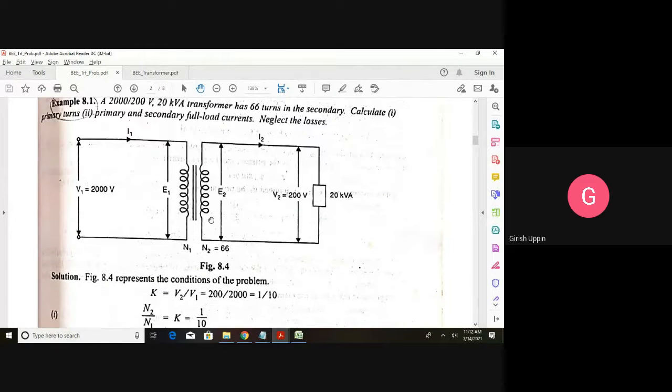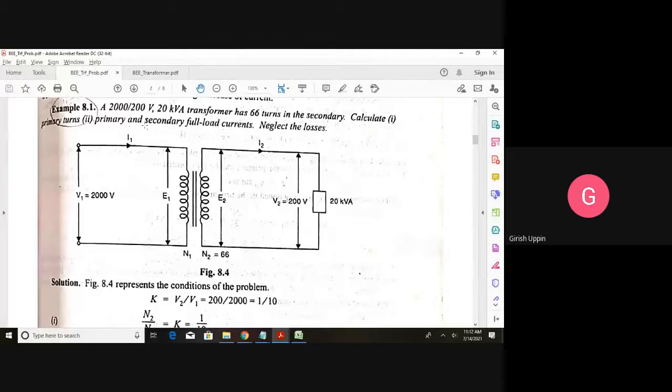Once we calculate the primary turns, next we have to find the primary and secondary full load currents. First, I will tell you the meaning of full load. The transformer rating is 20 kVA. The maximum load that you can put on this transformer is 20 kVA. You cannot exceed 20 kVA. So full load means 20,000 volt amperes. You need not load the transformer fully.